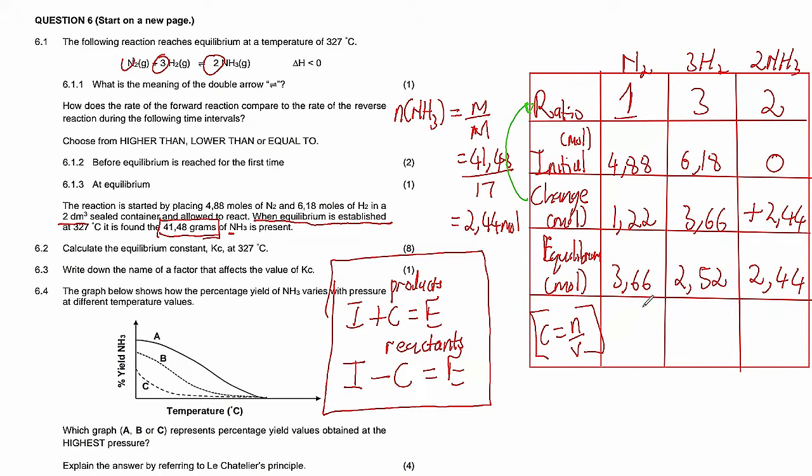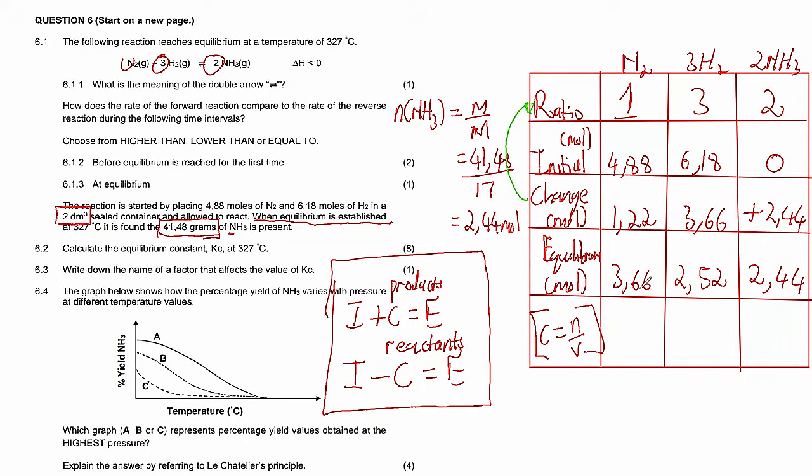Now, to calculate the concentration, you always have to note that your volume will be given. Remember, we highlighted here and then we said the volume we were given as 2 dm cube. So that means after you have found the number of moles at equilibrium, you take all these numbers of moles and divide them individually by 2 so that you get the concentration. Remember, it's n over V. So to find the concentration, it's number of moles divided by the volume.